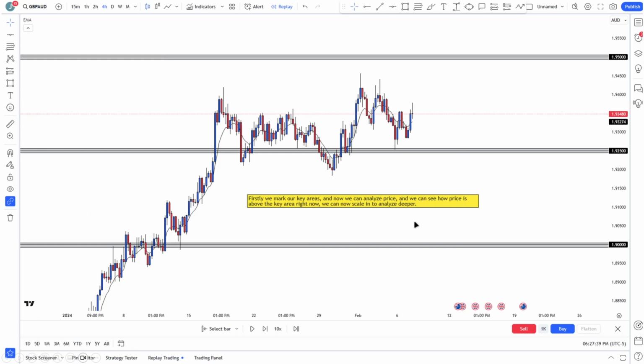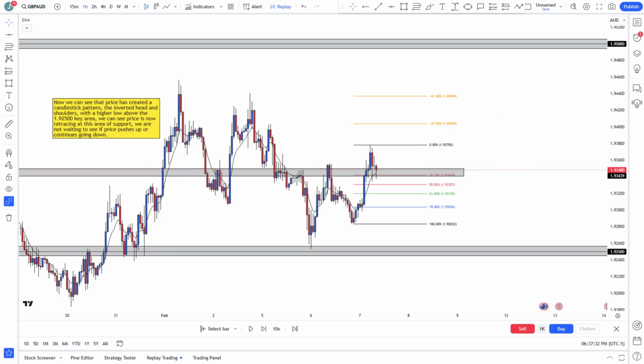But firstly, we mark our key areas, and now we can analyze price, and we can see how price is above the key area right now. We can scale in to analyze deeper. Now we can see that price has created a candlestick pattern, the inverted head and shoulders, with a higher low above the 1.92500 key area. We can see price is now retracing at this area of support. We are now waiting to see if price continues pushing up or continues going down.